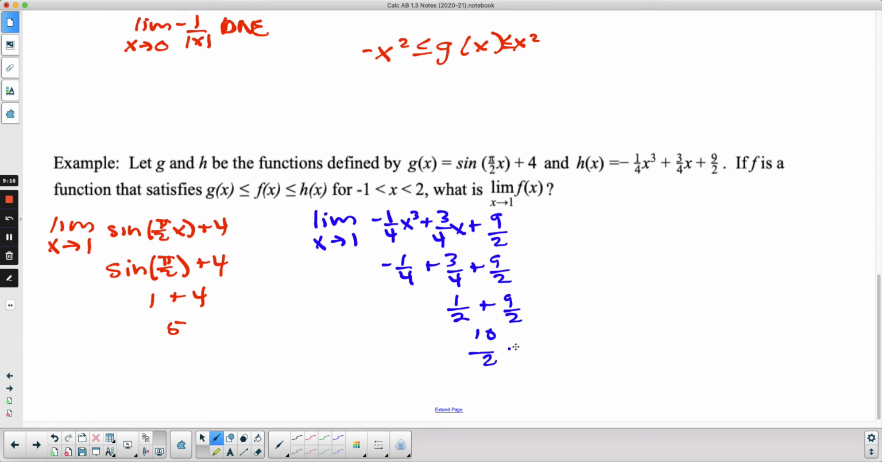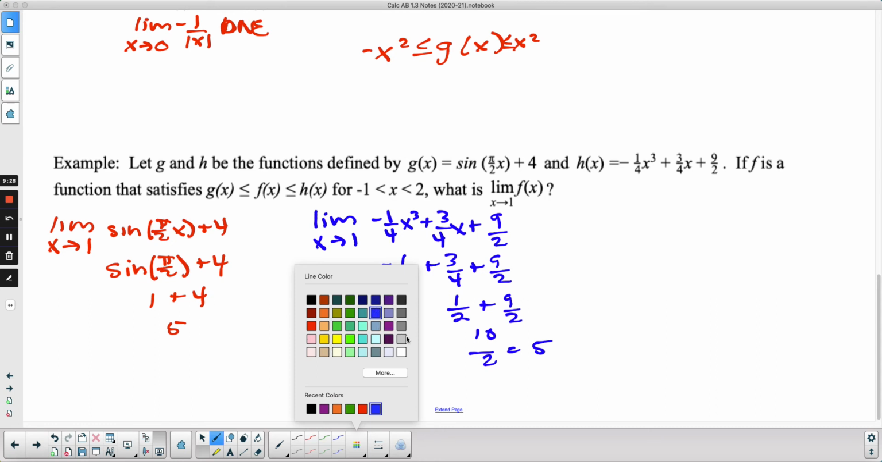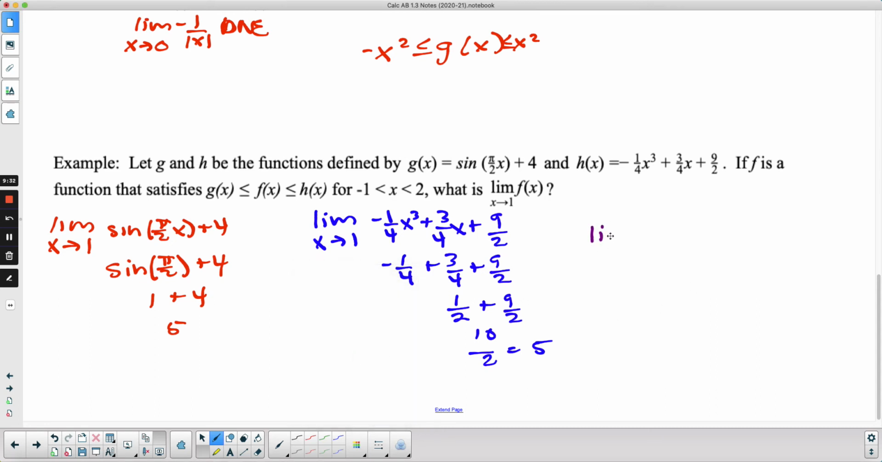and behold is 5. So since we got the limit of g of x as x goes to 1 and the limit of h of x as x goes to 1 are both 5, that means, so lovely when something comes together, the limit as x approaches 1 of f of x, our mystery function, is equal to 5.